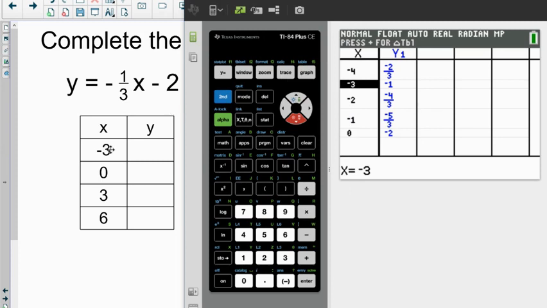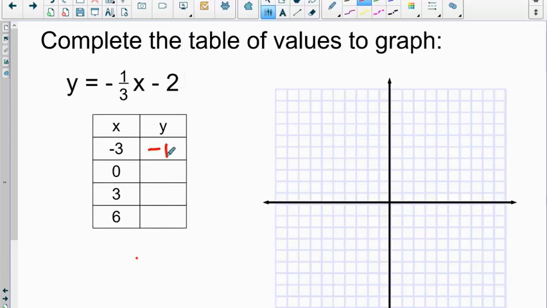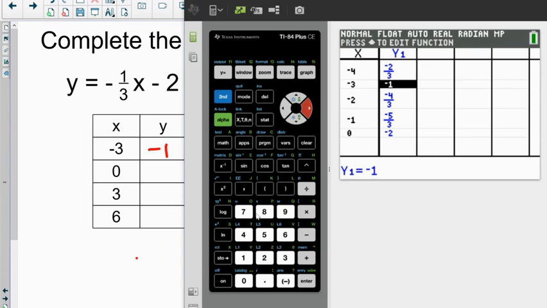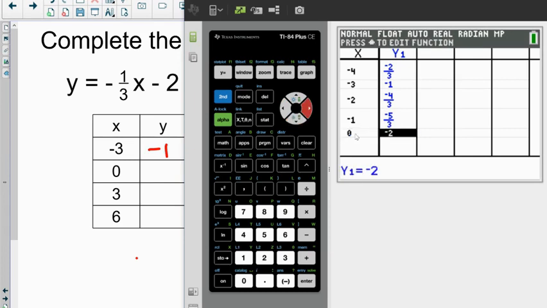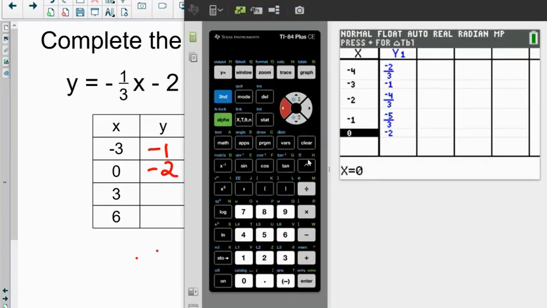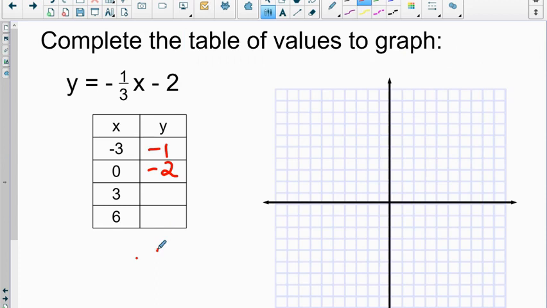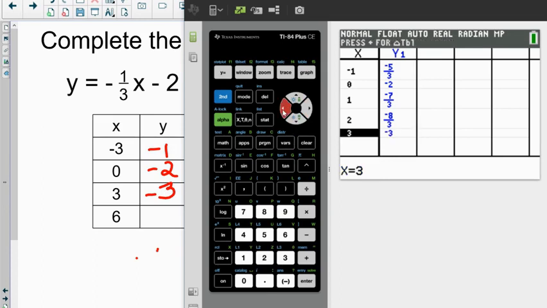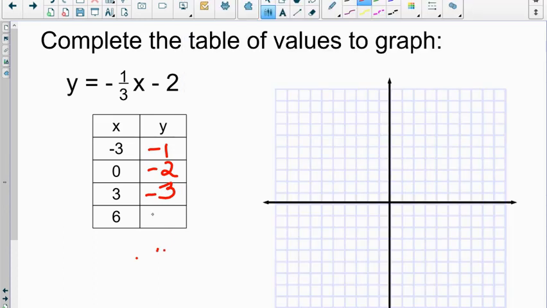Just move that to the front here. So my x value is negative 3. My corresponding y value is negative 1. When x is 0, my corresponding y value is negative 2. When x was 3, my corresponding y value, let's see, x is 3, the y value is negative 3. And last, we have when x is 6, and my corresponding y value there would be negative 4.